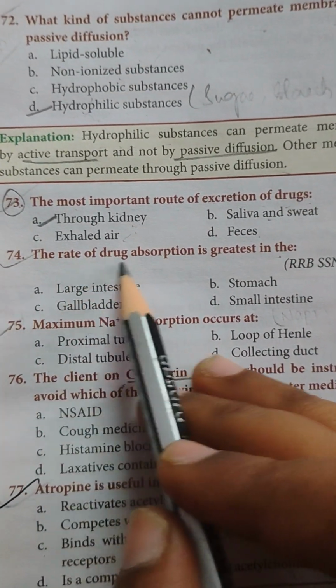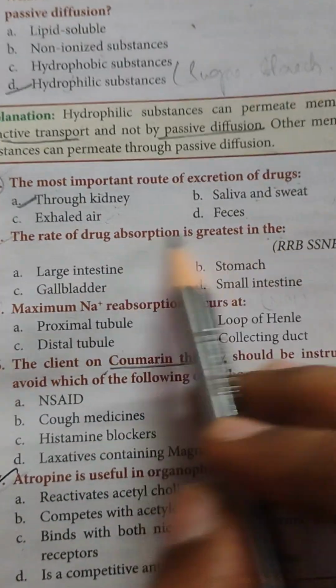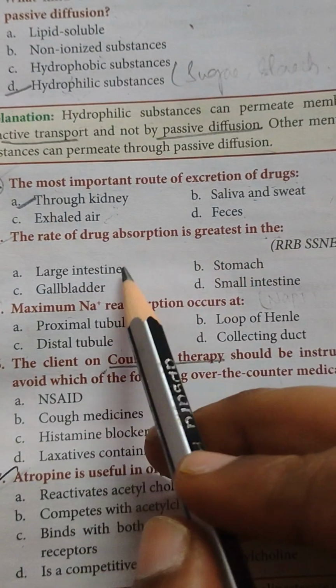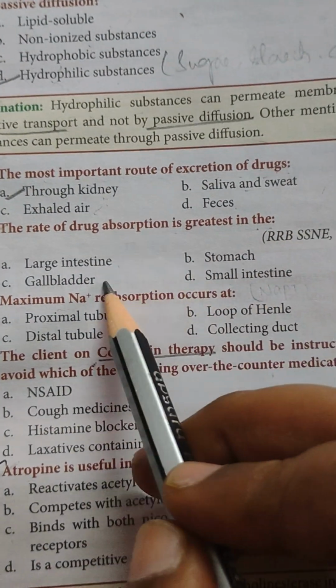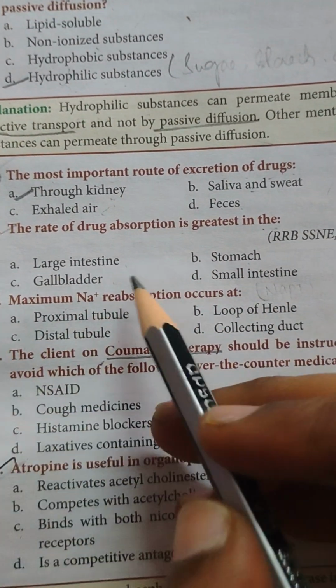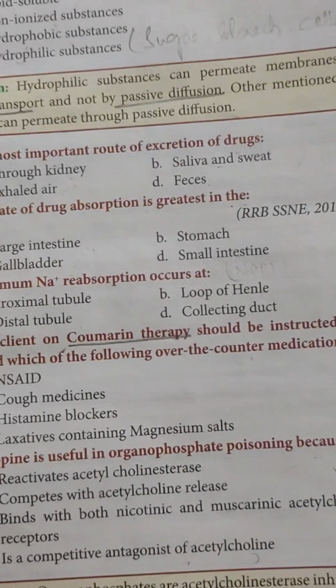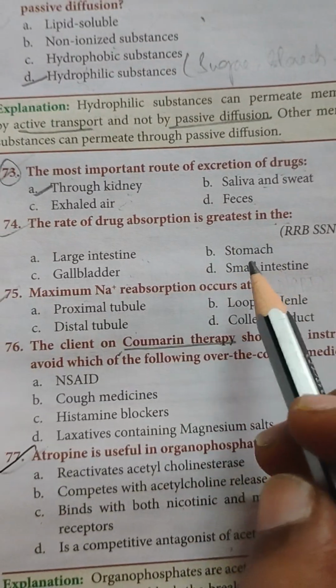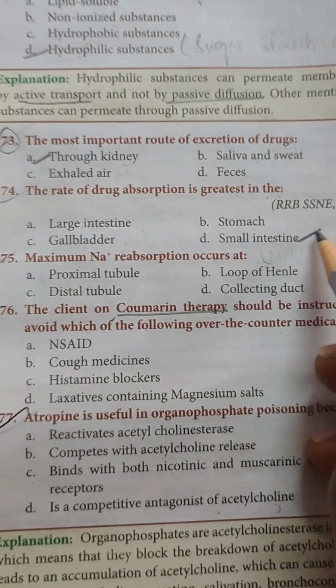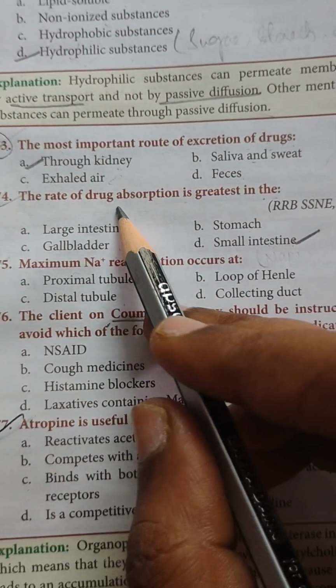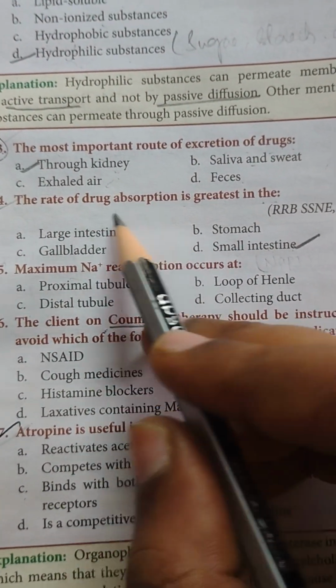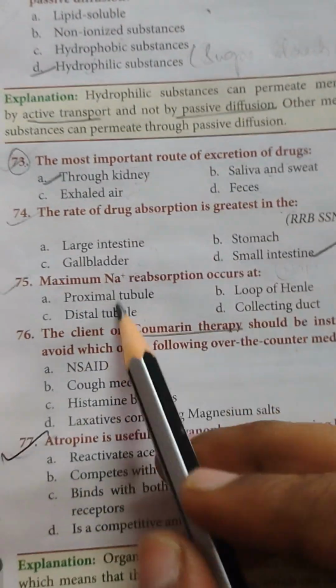The next one. The rate of drug absorption is greater in the large intestine, stomach, gallbladder, small intestine. And the answer is small intestine. Small intestine has the high drug absorption.